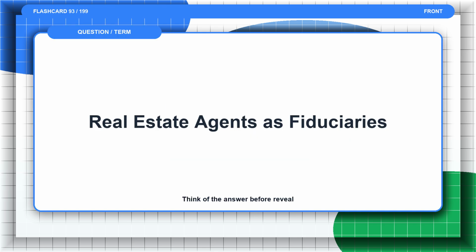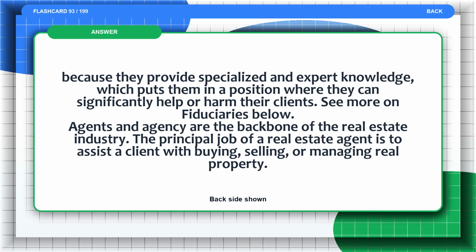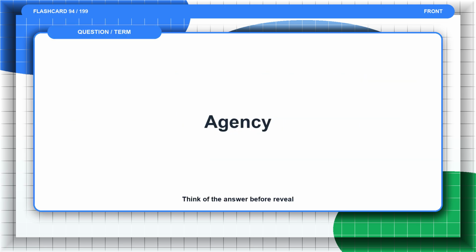Flashcard 93. Real estate agents as fiduciaries. Pause and think of the answer before the reveal. The answer is, because they provide specialized and expert knowledge, which puts them in a position where they can significantly help or harm their clients. See more on fiduciaries below. Agents and agency are the backbone of the real estate industry. The principal job of a real estate agent is to assist a client with buying, selling, or managing real property. Flashcard 94. Agency.